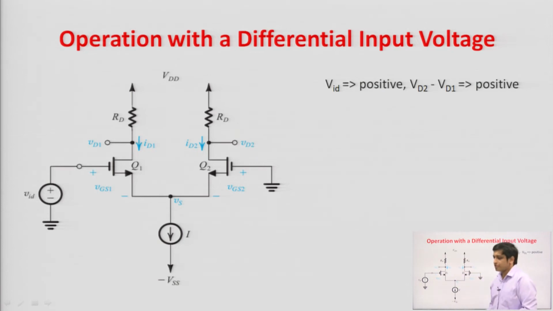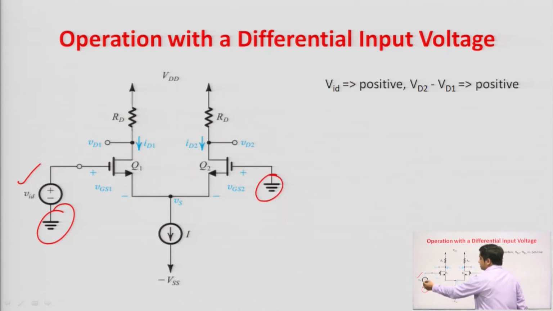Now, next one is operation with differential input voltage. Before it, I had discussed the operation with common mode signal. In common mode, the same signal is applied at the gate of Q1 and Q2, but in differential input voltage, now the input signal is applied between the gate of Q1 and Q2 transistor. Now, you can see that this is ground, so it is shorted actually, fine. So, VID is applied in between the gate of Q1 and Q2 transistor. So, the remaining structure is same, fine.